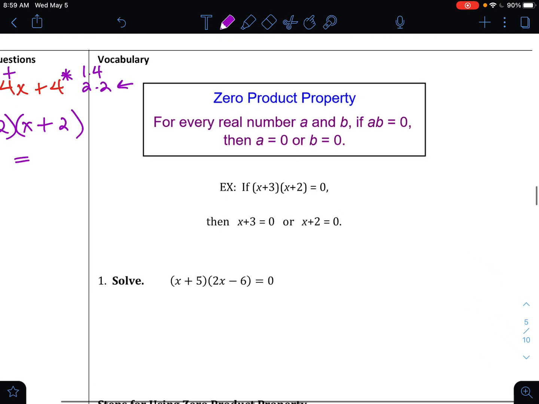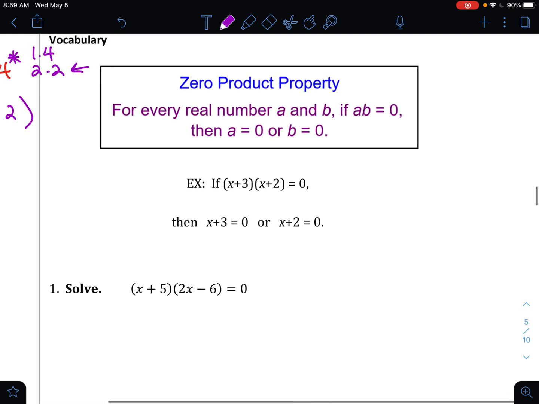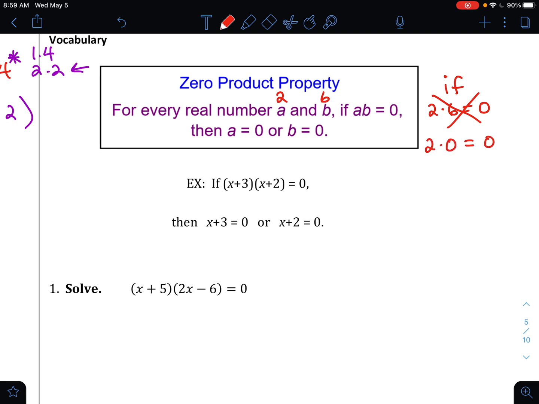So let's start with this first idea, this zero product property. It says here, for every real number a and b, let's just put some values there. Let's say the numbers are 2 and 6. If a times b equals 0, then a has to equal 0 or b has to equal 0. So what I have right here is actually not valid. In order to have two numbers multiply to 0, doesn't one of them have to be 0? If I had 2 times 0, that would be 0. Or if I had 0 times 6, that would be 0.